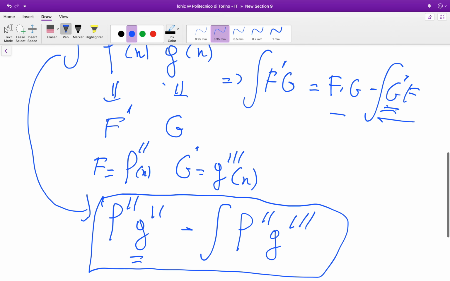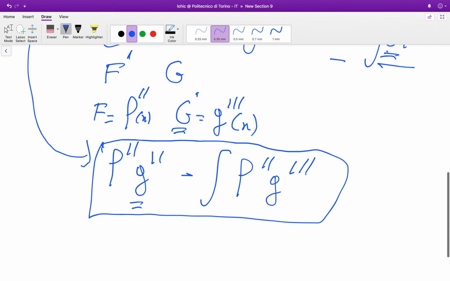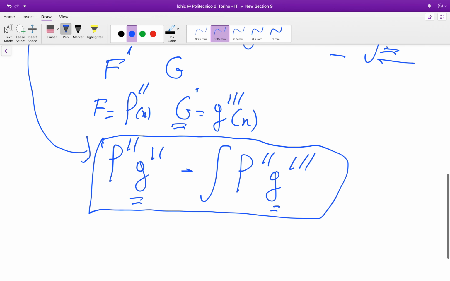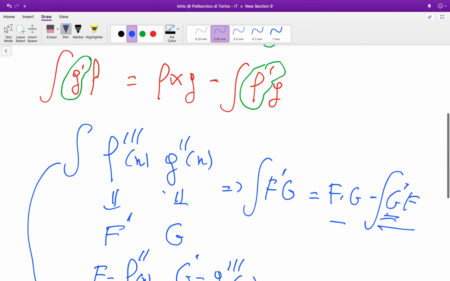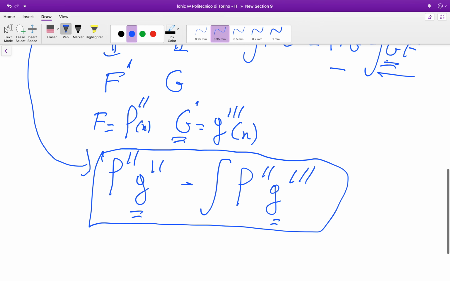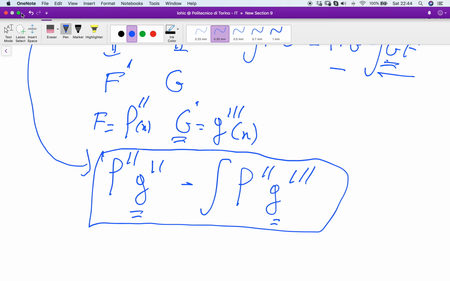But this g prime, you use it here. But okay, let's go back to the PDF and see which one was the answer.